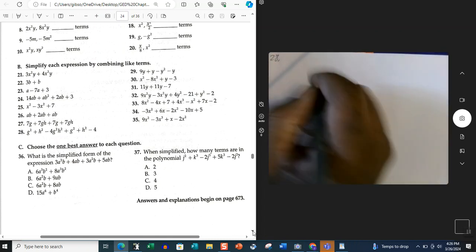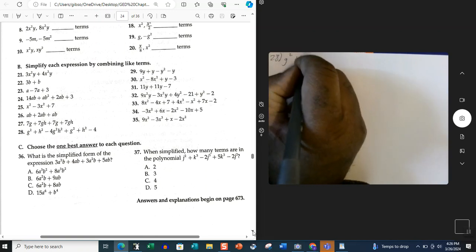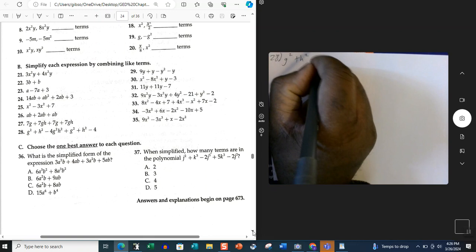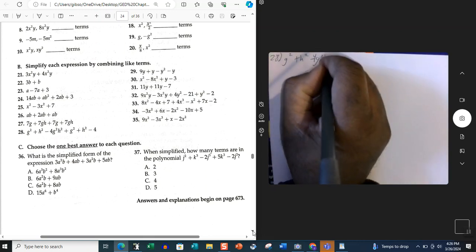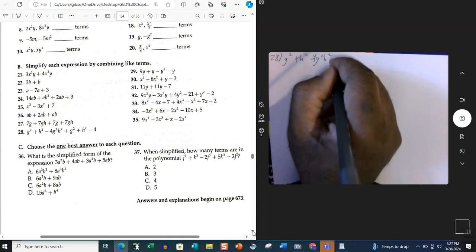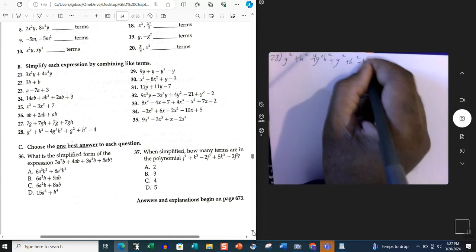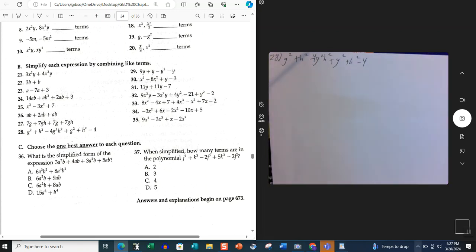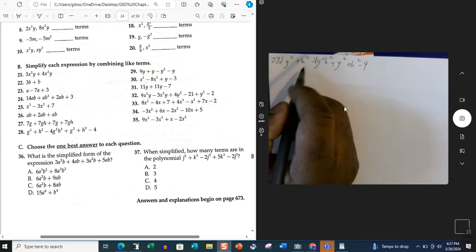Problem 28, we have g squared plus h squared minus 4g squared h squared plus g squared plus h squared minus 4. Okay, so we need to combine the like terms.